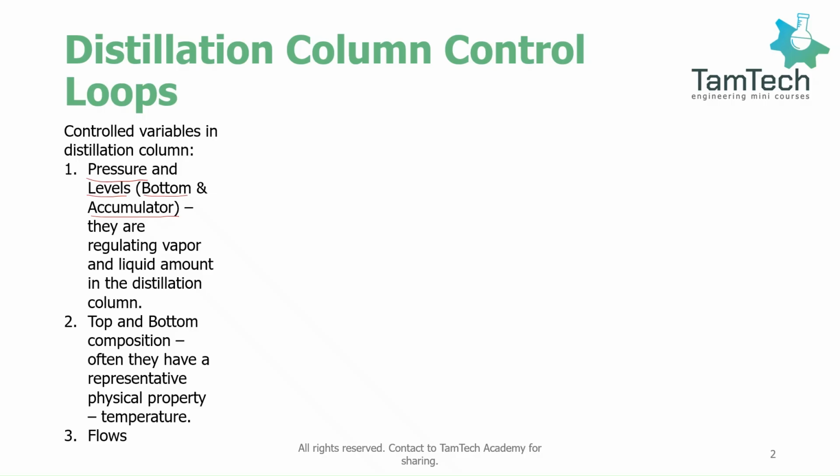So let's start with sketching our distillation column. Let this be a feed, and in the feed we should have a control valve. So this feed enters our distillation column, which we can sketch like that. The top of the distillation column, which means overhead vapor, enters a condenser.